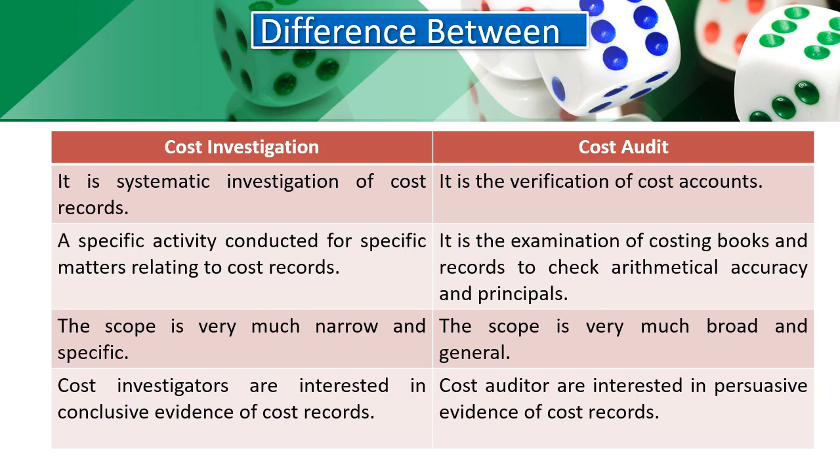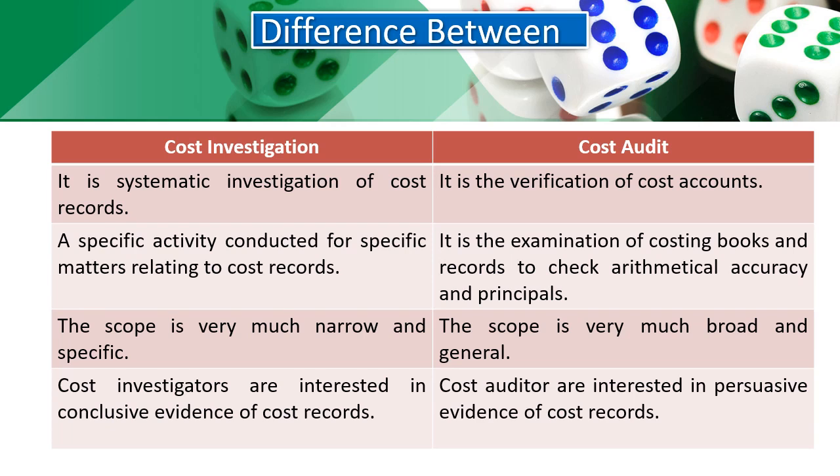Let us understand this. First point says cost investigation is a systematic investigation of cost records. So under cost investigation also, there is an investigation of costing records with the object of a specific thing. Under cost audit, it is the verification of cost accounts. It is not investigation, but it is just verification of cost accounts, whether proper costs have been put or not. Second point says a specific activity conducted for specific matters relating to cost records. So cost investigation is conducted mainly towards the specific activity or specific matter.